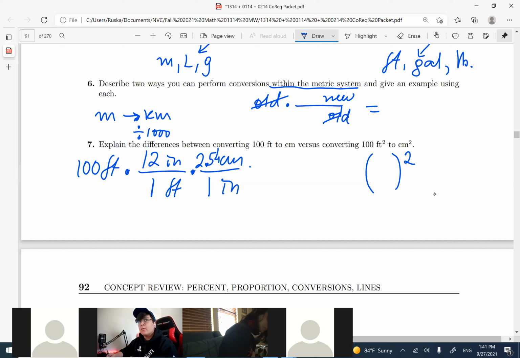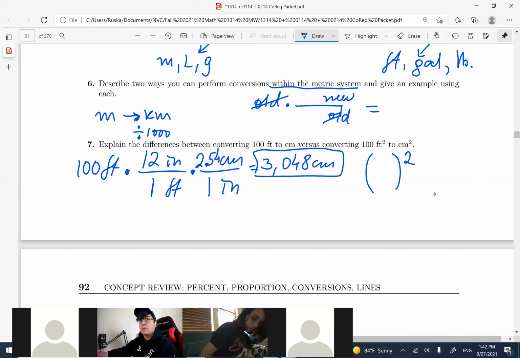Okay, so if I do that, feet and feet cancel, so the unit is going to be centimeters. So what you need to do is multiply 100 times 12 times 2.54. So it's going to be 3,048 centimeters, right?